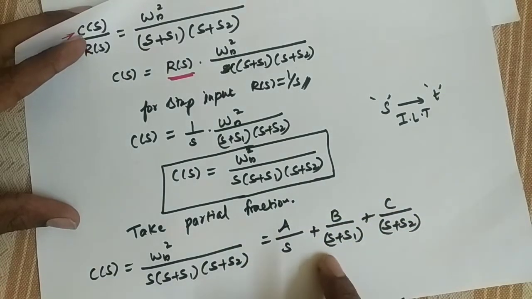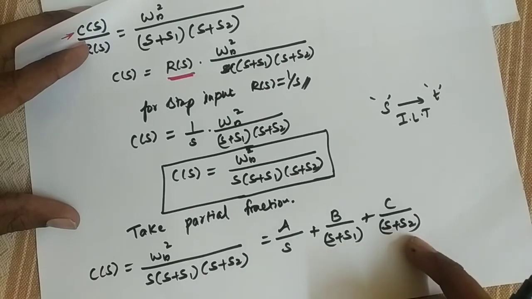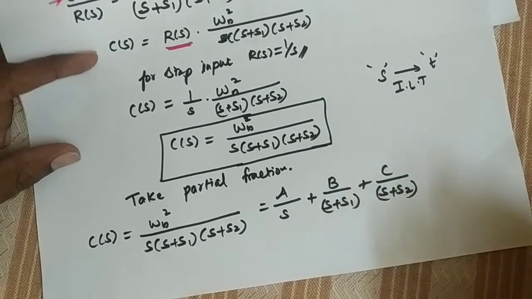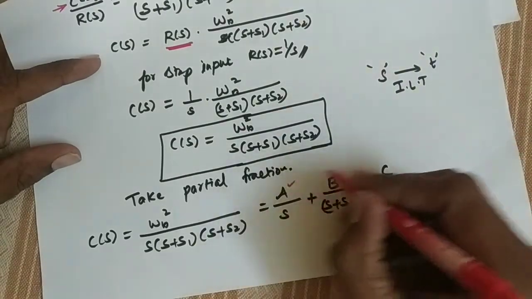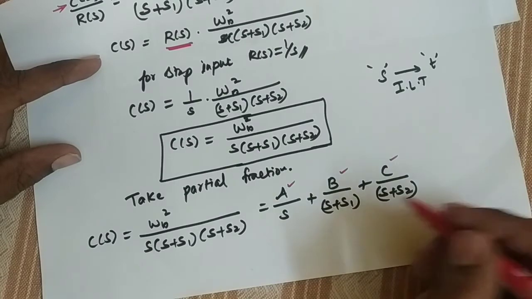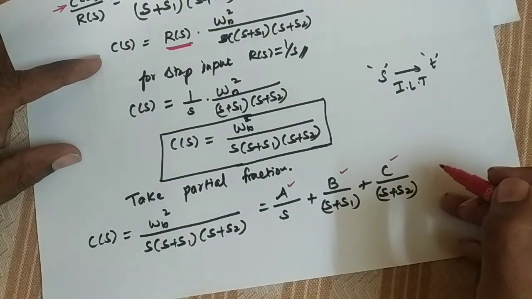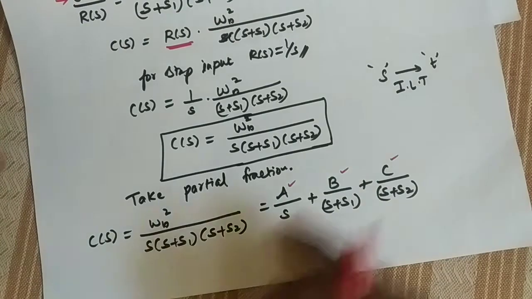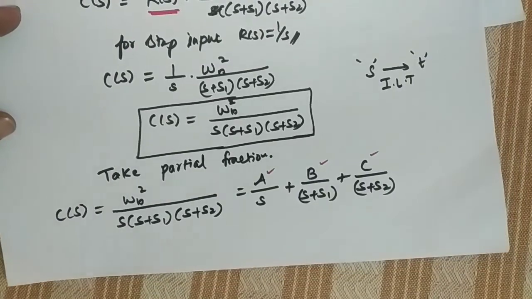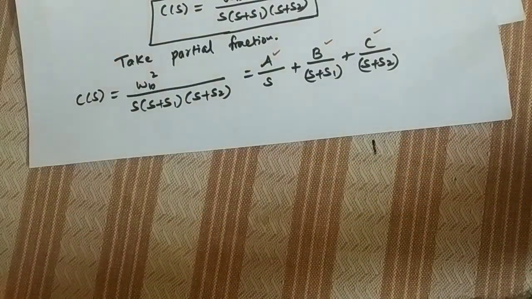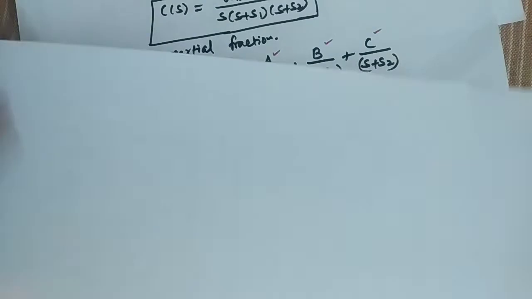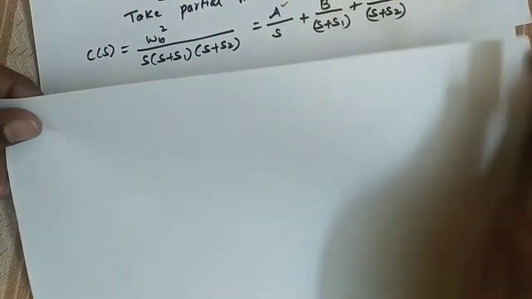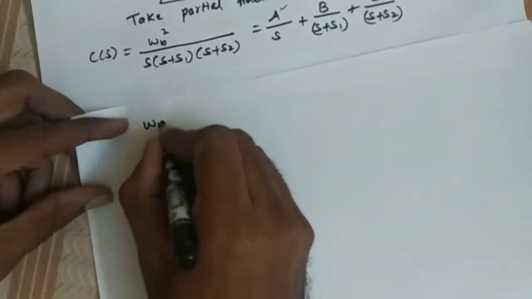like A by s, B by s plus s1, C by s plus s2. We need to find the values of A, B, C. Once we substitute the values of A, B, C here, we can easily take the inverse Laplace. So how do we find the values of A, B and C? As a first step, we need to take the LCM.